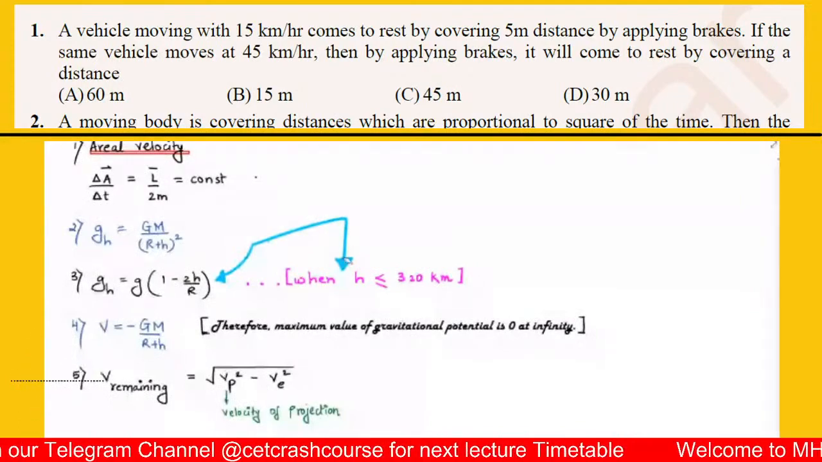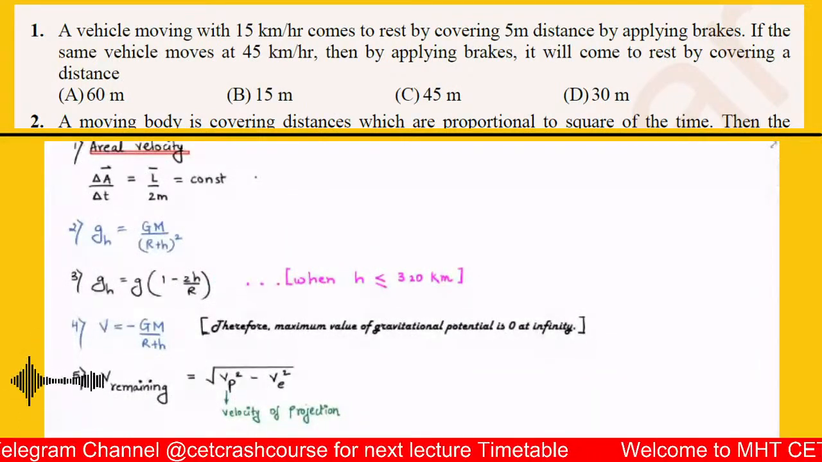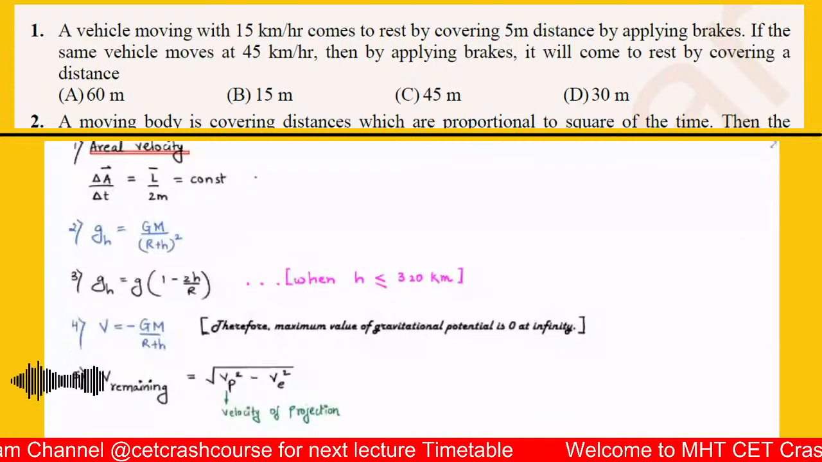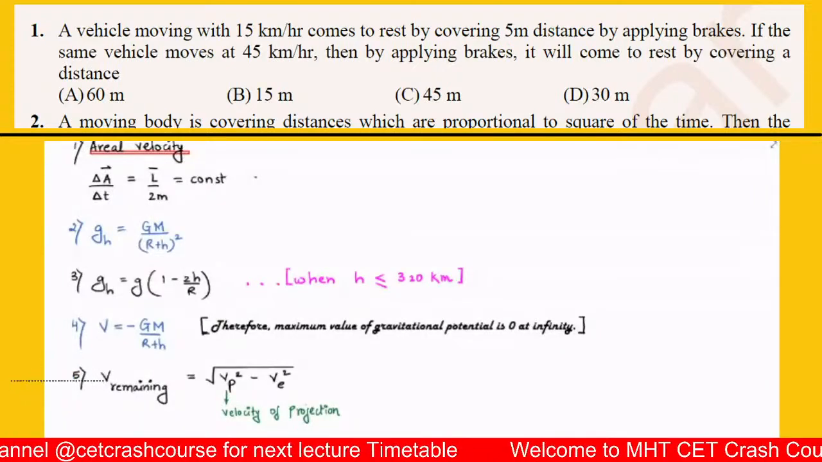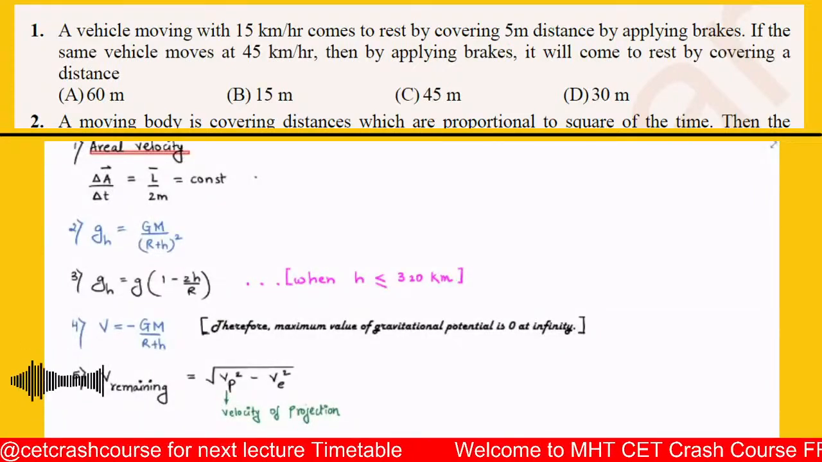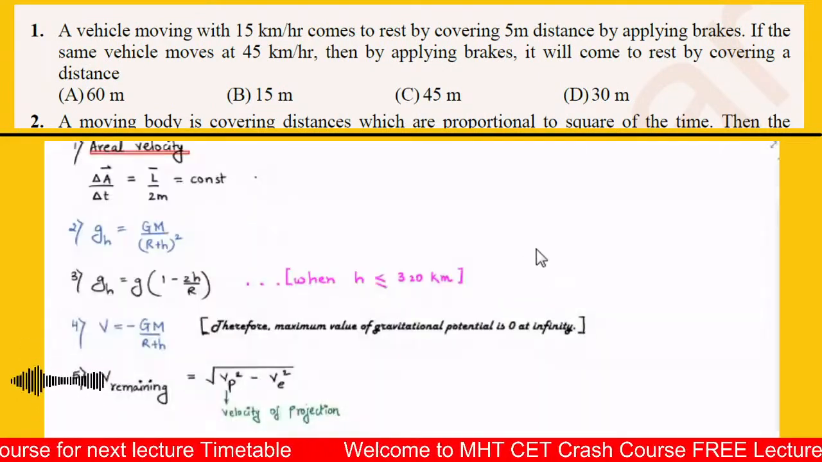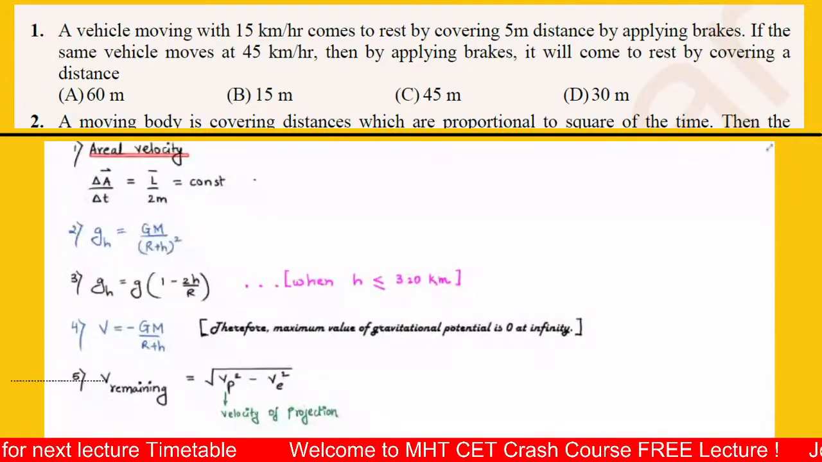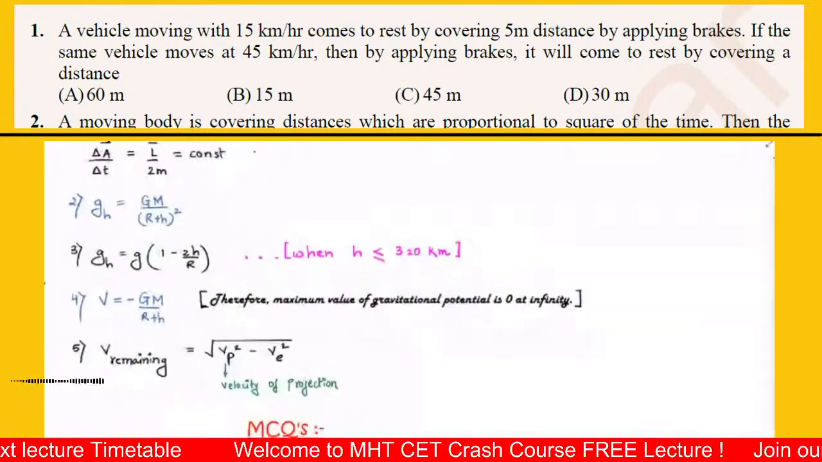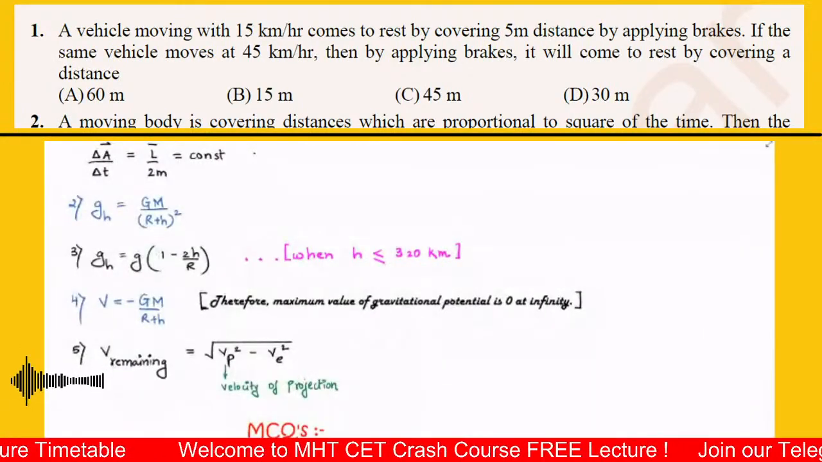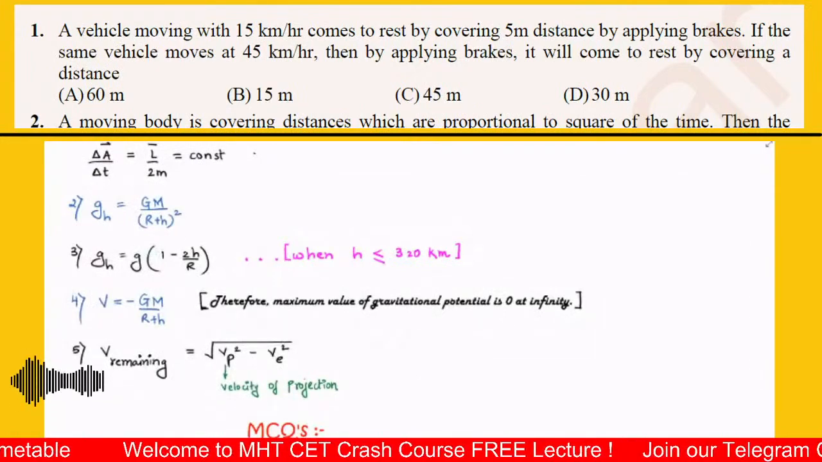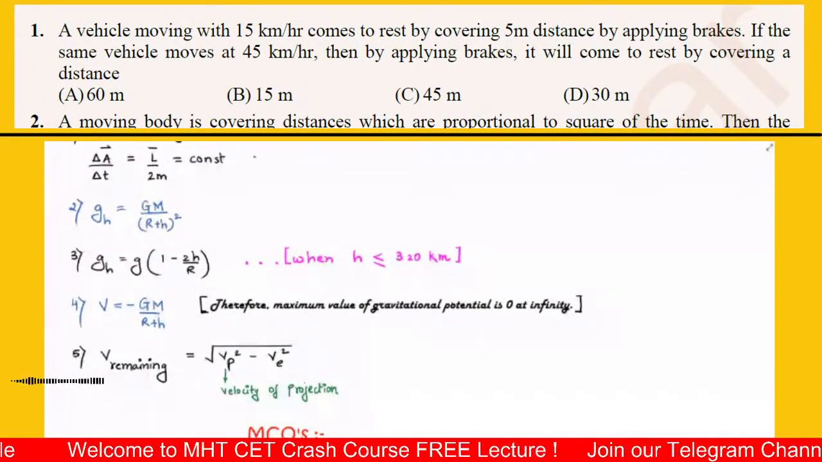Okay, sir, what happens if the value of height is greater than 320? Suppose 500 kilometers, 1000 kilometers above the Earth's surface. Then you have to make use of gh is equal to GM upon (R plus h) the whole square. After that, the fourth one is for gravitational potential. The formula is minus of GM upon (R plus h).